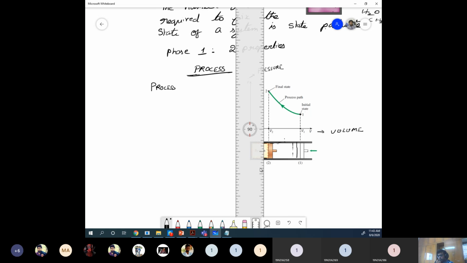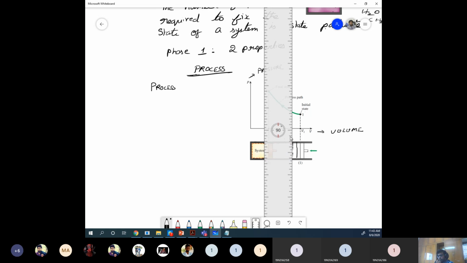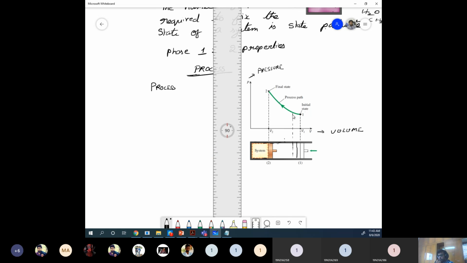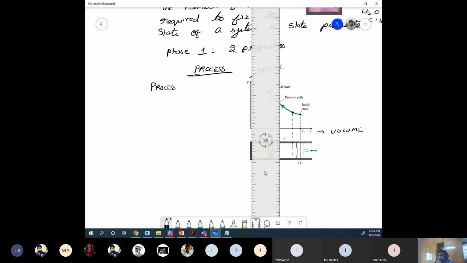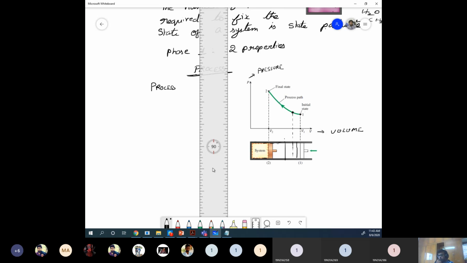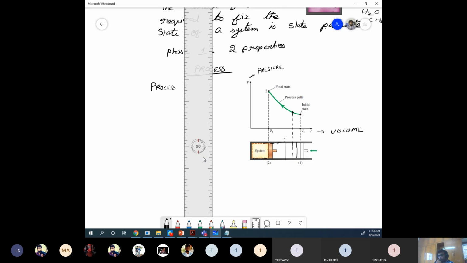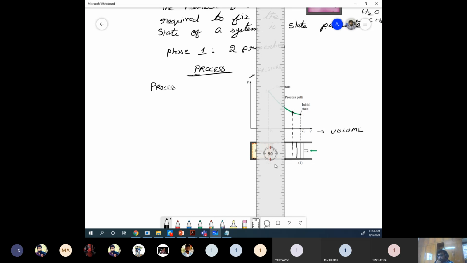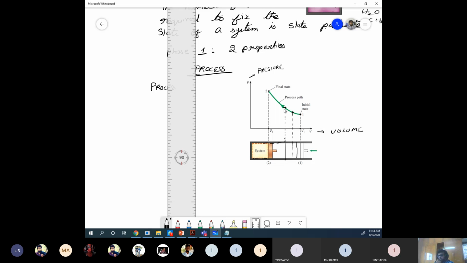When this was here, so this is my reading, right? So this was my reading. Then at another time, I have moved my piston here. So the piston face is here. Then obviously the new volume, the point will be somewhere here. Okay. So if you are making this chart and taking this series of points, so this is my process path.